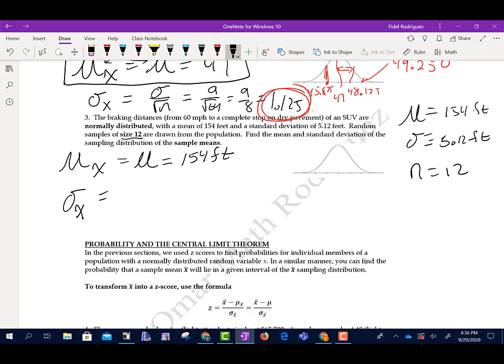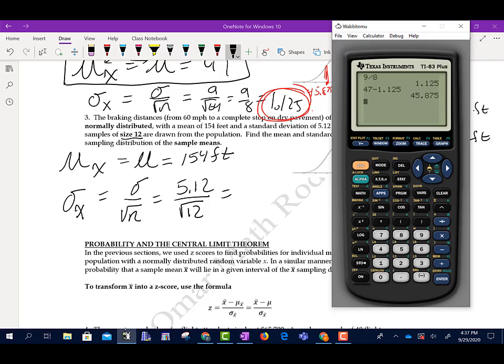The standard deviation of my sample means is equal to my population standard deviation divided by the square root of n. So that was 5.12 divided by the square root of 12. I'm just going to do this on my calculator. My square root button is right above my x squared, so I'm going to hit second, and then the x squared button, there's my square root button.